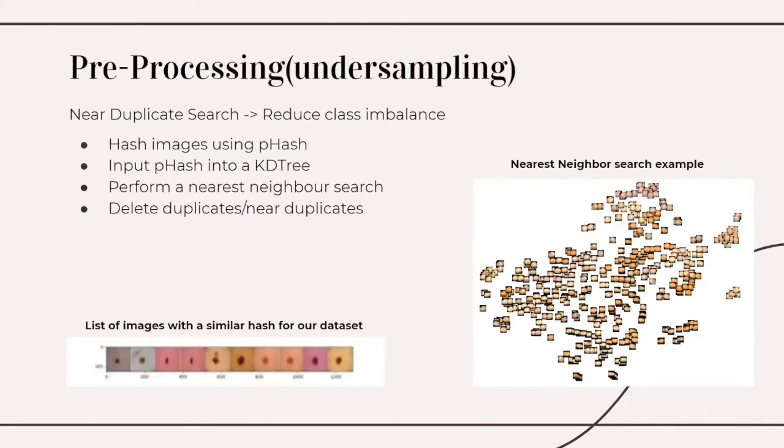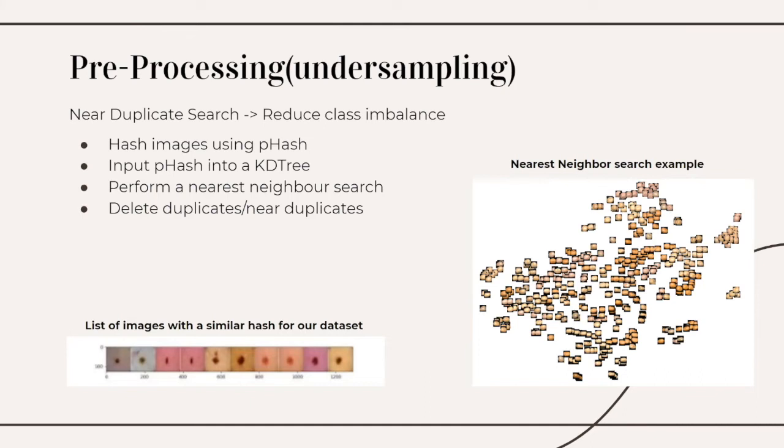Since the imbalance in our dataset could result in inaccurate results, we decided to conduct undersampling in order to decrease the size of the benign dataset. So in order to reduce the class imbalance, we decided to use a near duplicate search to delete some of the benign images that were similar to each other.